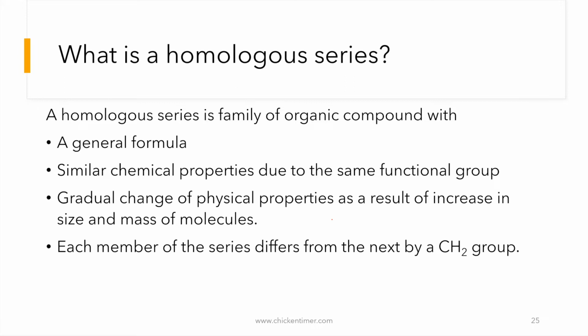Then another thing is they have a gradual change in their physical properties. Physical properties are properties such as boiling point, melting point, whether they conduct electricity, and so on. I'm sure you are familiar with what physical properties are. So in a homologous series, their physical properties change gradually. Each member will differ from the next by a CH2 group. You may not be familiar with this at this point of time, but just take note.